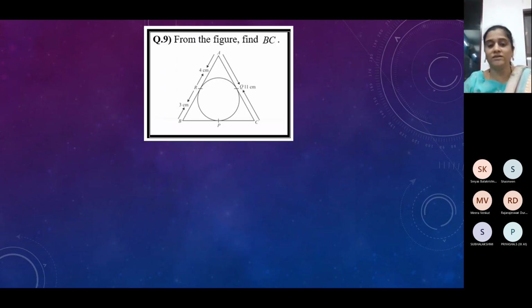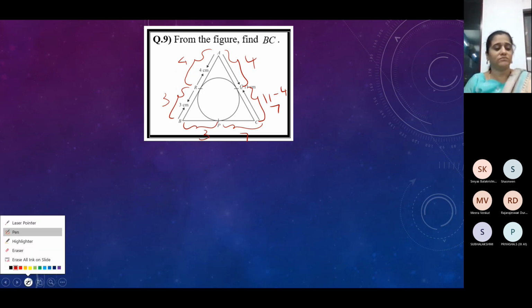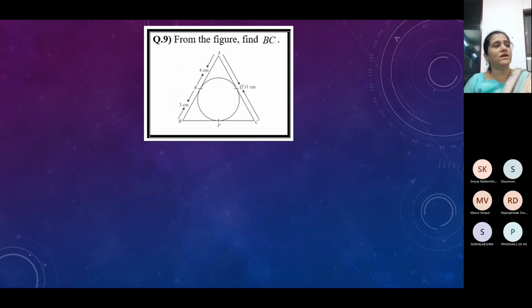All right. Yes, it is 10 because since this is 4, this will be 4. So this remaining portion will be 11 minus 4, which is 7. So if this is 7, this is 7. And since this is 3, this one will be 3. So BC is 3 plus 7, 10 centimeters. Okay. So how do you present the answer?